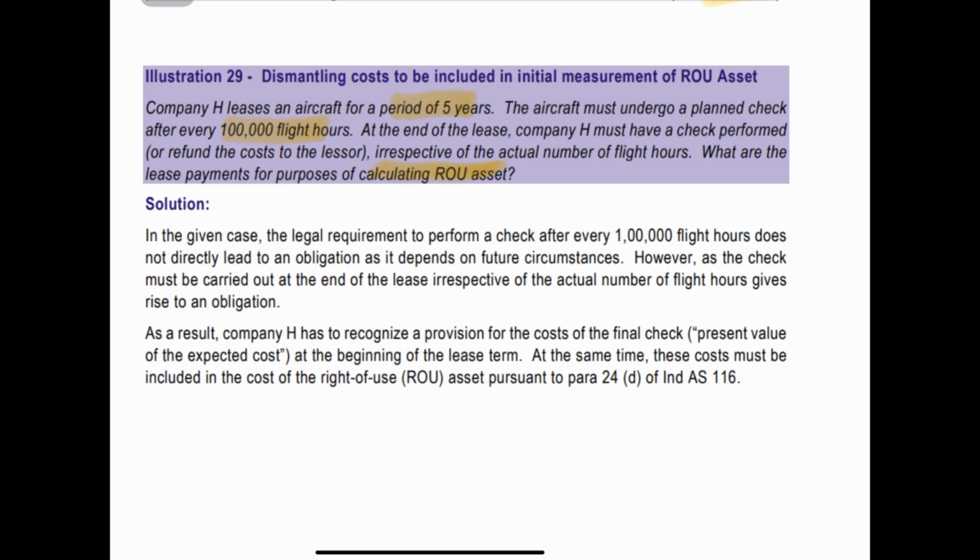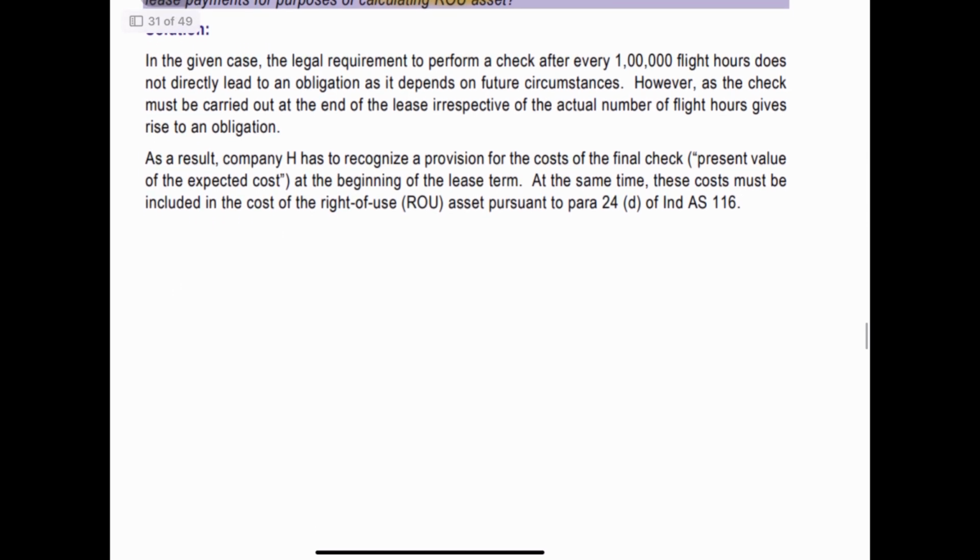So here at the end of the lease period, there is an obligation on the lessee that a planned check needs to be performed before the asset is returned to the lessor. So the costs incurred for the planned check at the end of the lease term need to be added as part of the ROU asset. Okay.